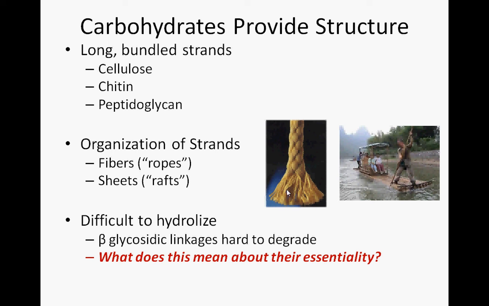One thing that is important to note is that these three carbohydrates that are held together with beta-glycosidic linkages are common and strong and provide good structure because these beta linkages are very hard to degrade. A question to ask yourself before we move to the next slide is, what do you think this means about how essential they may be to the cells that produce them?